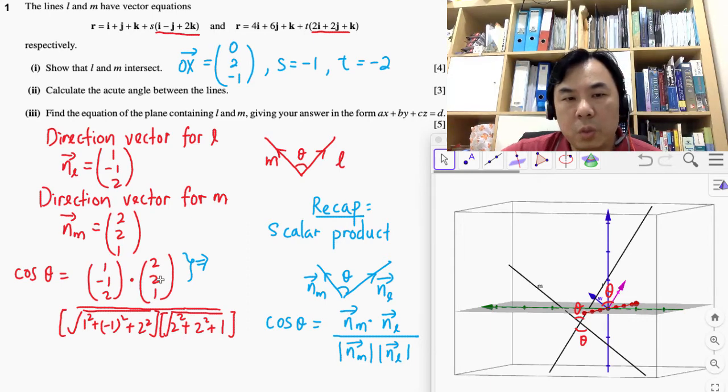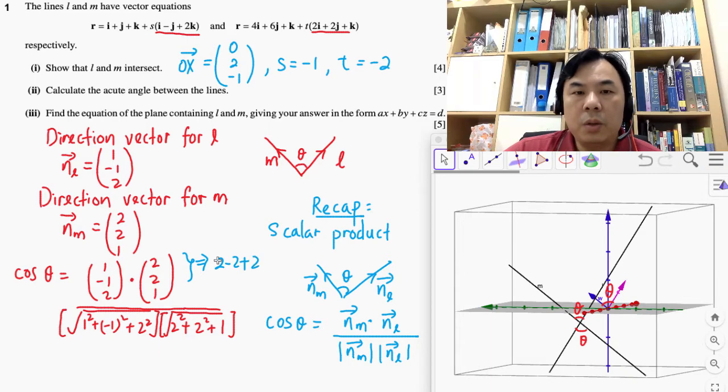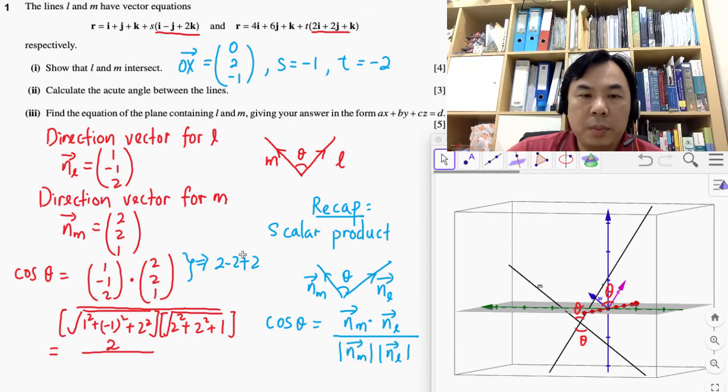The first one is 2, the second one is -2, and the last one is 2. So the sum of all the products on each row gives us this. That is pretty obvious, we get a 2 here. Then we're going to simplify this, so there'll be a 2 divided by, the square root of this, which is actually a 3.